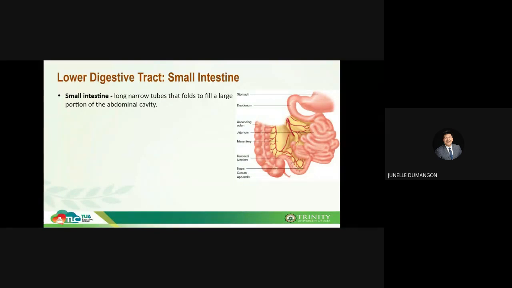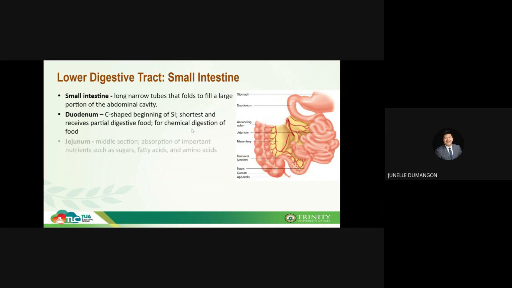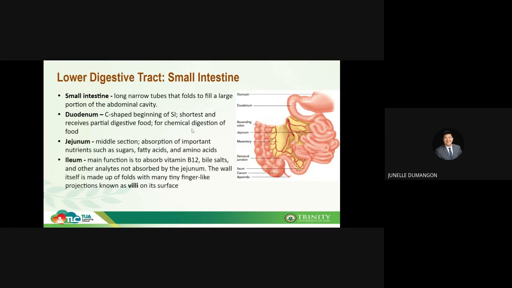So when you expand, pag nilatag niyo yung small intestine nyo, 3 metro ang haba niya. They are long, narrow tubes that fold, no? Kita nyo naman yan, multiple folds to fill a large portion of the abdominal cavity. So, the small intestine is divided into three parts, guys. The duodenum, itong parang letter C na to, this is your duodenum. And then the jejunum is the longest part.